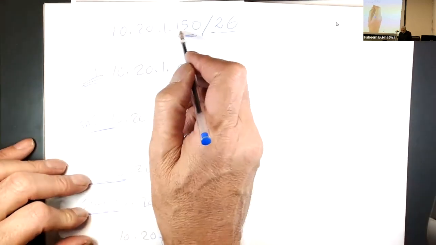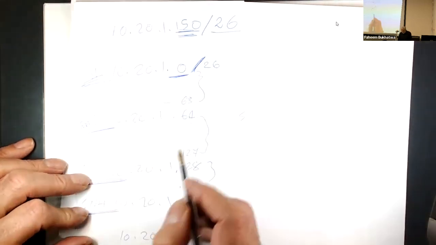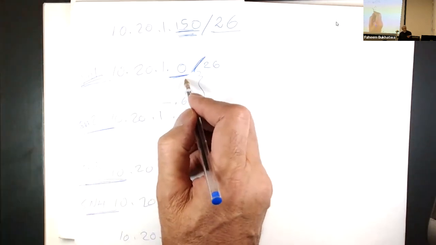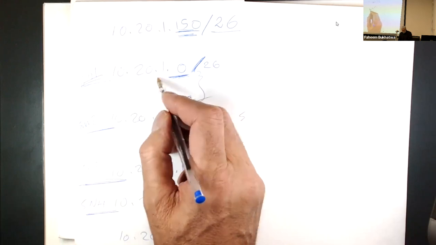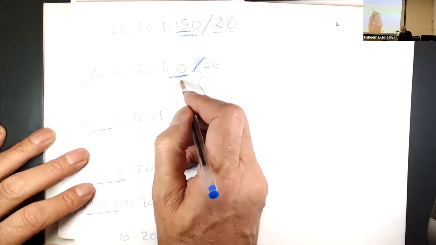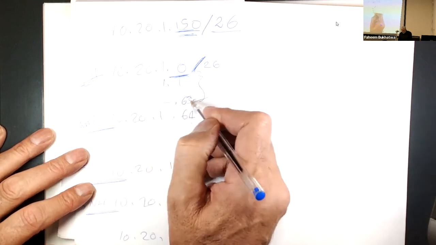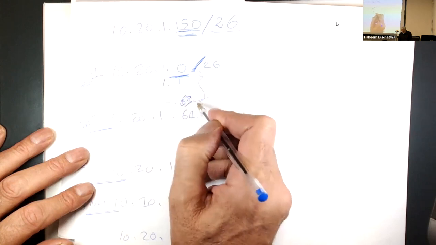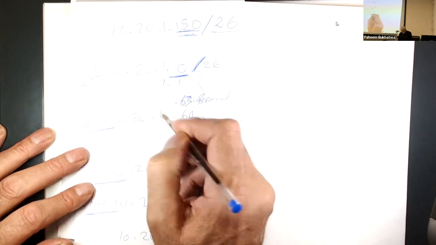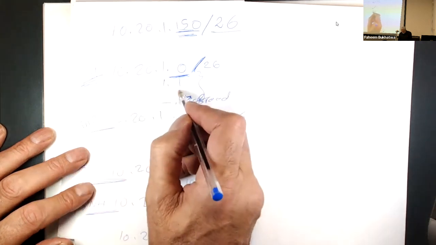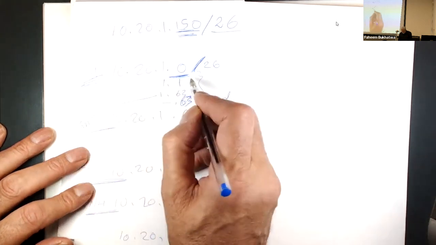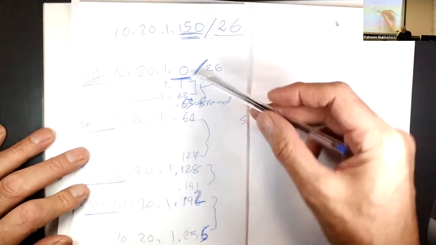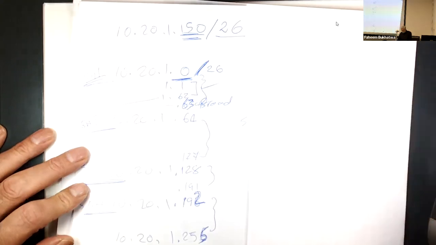And then you work out, 0 is the identifier, 63 is the broadcast. The first host address that can be given in this subnet is what? 1.1. And the last legal one? Yes. 63 is its broadcast. 62 is the last host. And any number between 1 and 62 are legal numbers you can give to hosts. 0 is the identifier, 63 is the broadcast.